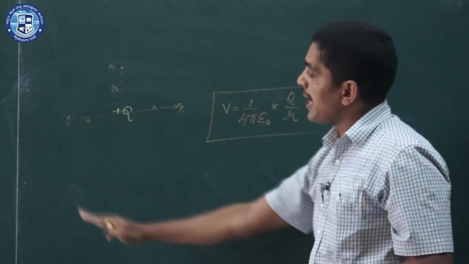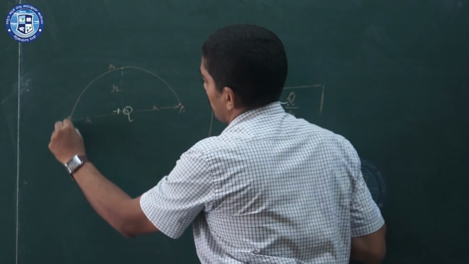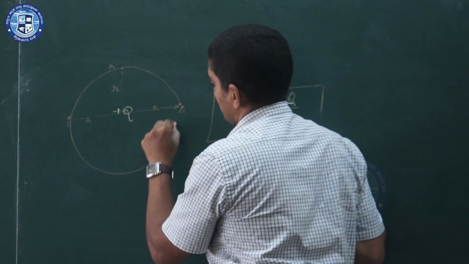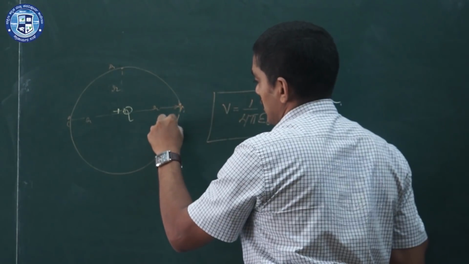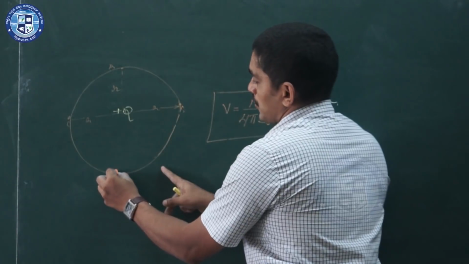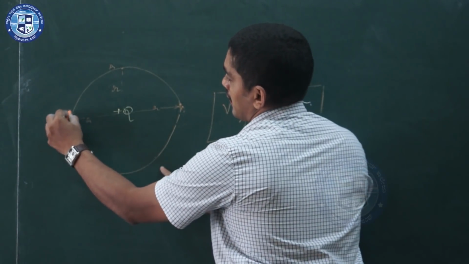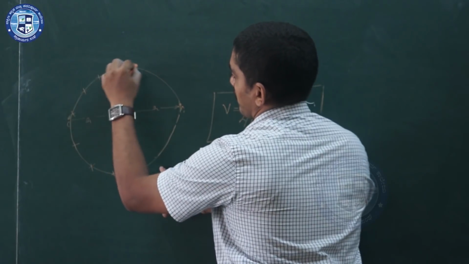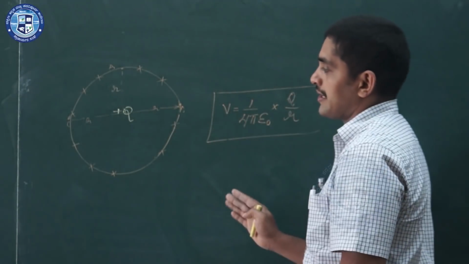When I draw it on the blackboard, if I join all these points, what am I going to get? I am going to get a circle around the given charge. On this circle, you will come to know that the potential at every point will be the same. This is what we get on the board, a circle.